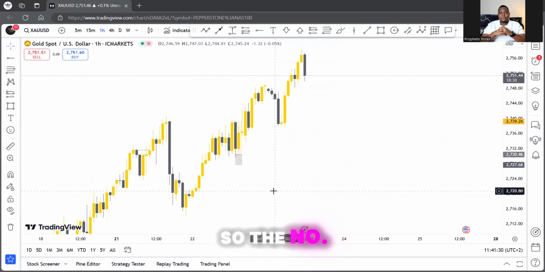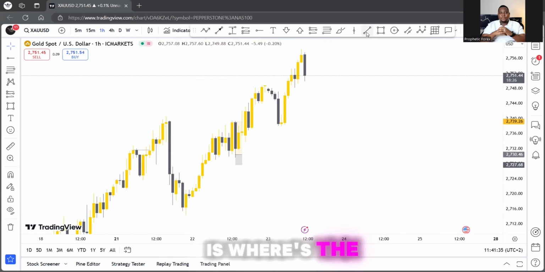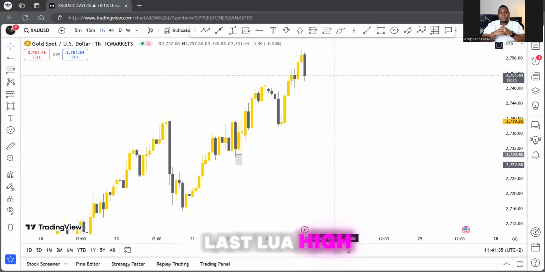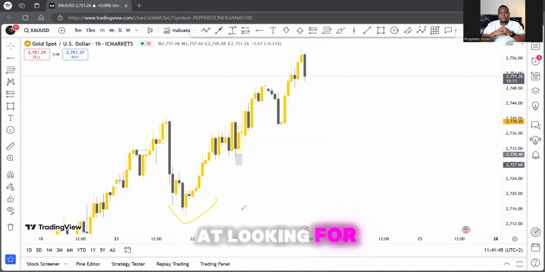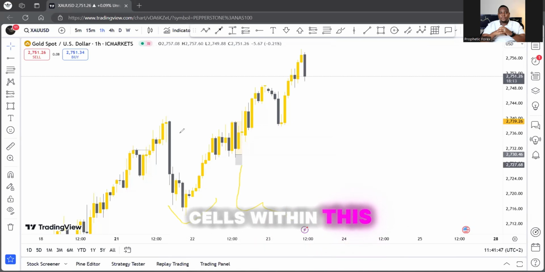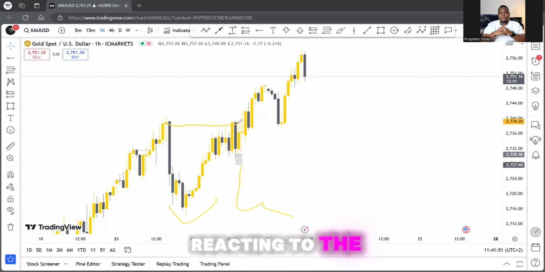So the number one question that I got to ask myself, okay, is where is the last lower high? Okay, where is the last lower high? This is the H1. Where is the last lower high? This is the last lower high. Therefore, I'm not looking for sells within this. And of course, I was lucky enough because I'd already got the market reacting to the zone.